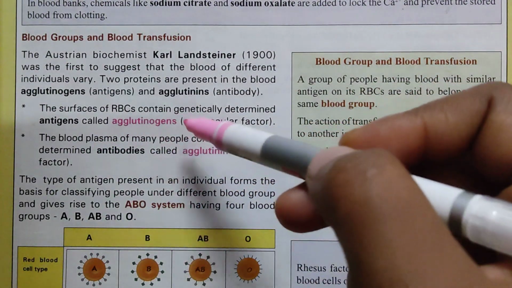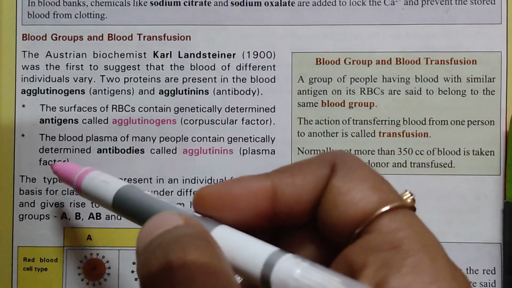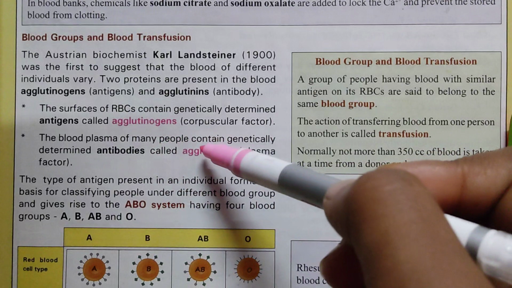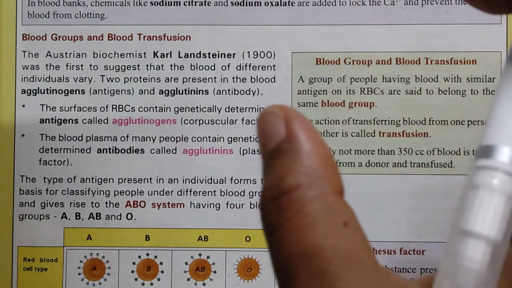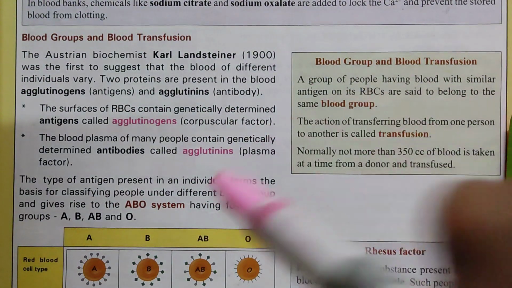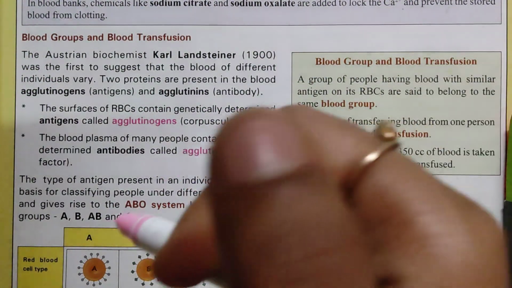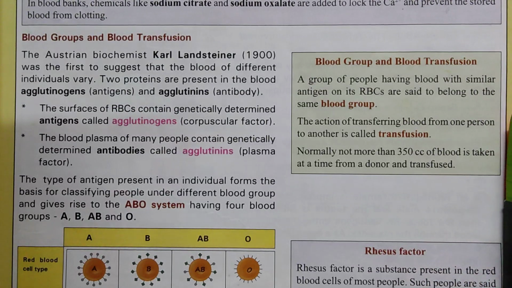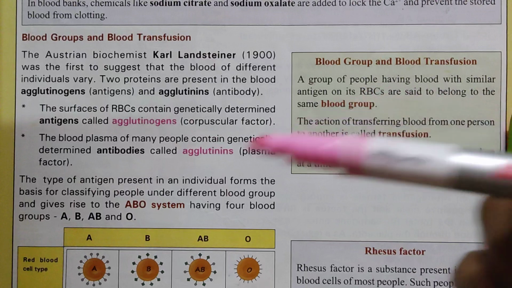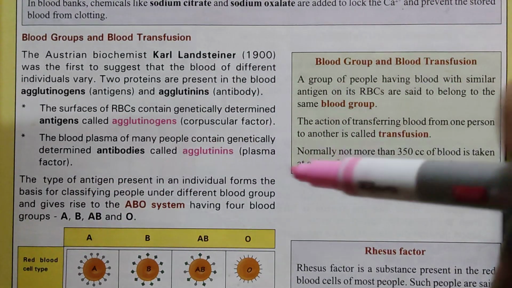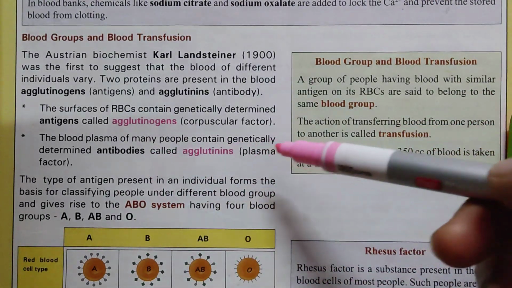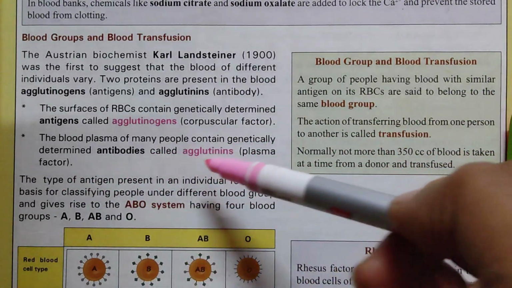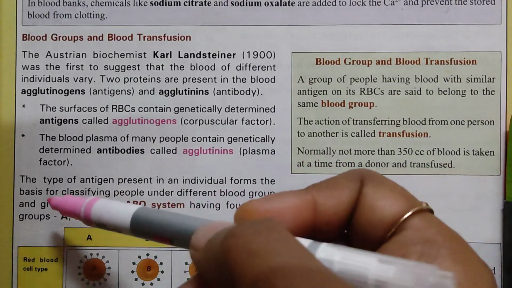Now, the surface of the RBC contains genetically determined antigens called agglutinogens. The red blood cells contain antigens, and their other name is agglutinogens. These are the corpuscular factor. The blood plasma of many people contains genetically determined antibodies called agglutinins, which is the plasma factor.